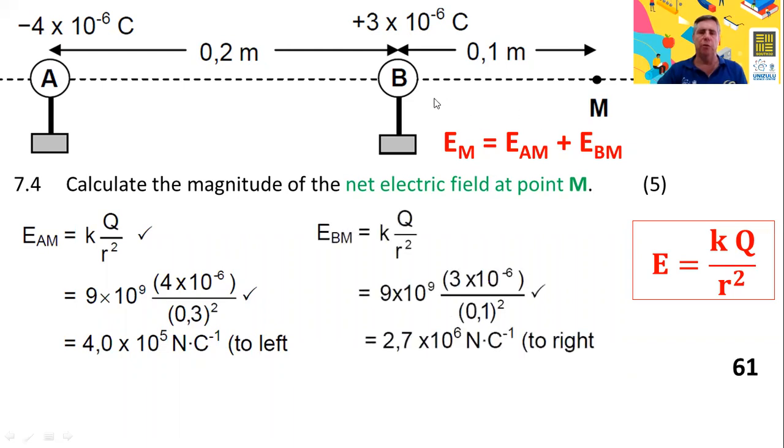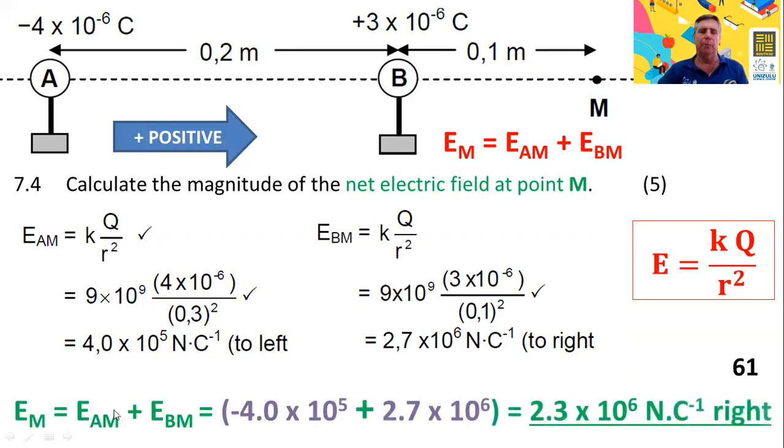Electric field at M due to charge B, same story, except the distance is now only 0.1. And we get an electric field of 2.7 times 10 to the 6 newtons per coulomb to the right. Notice that this is about 10 times larger than this, because it's 10 to the 6 as opposed to 10 to the 5. Now, again, we're going to specify that to the right is positive.